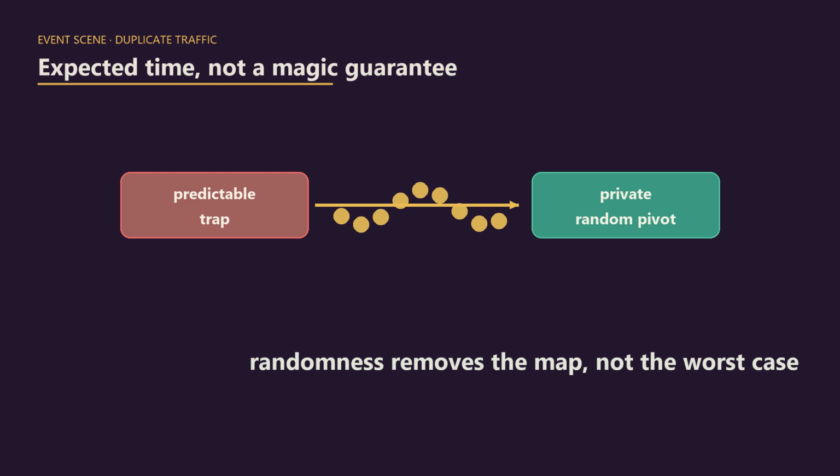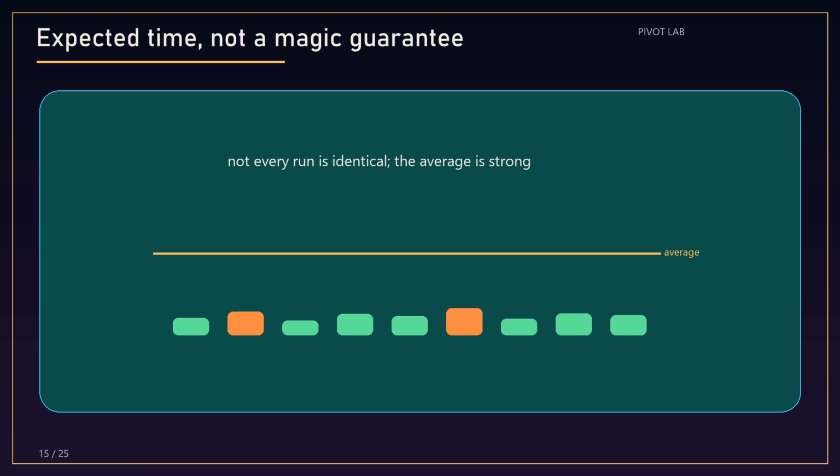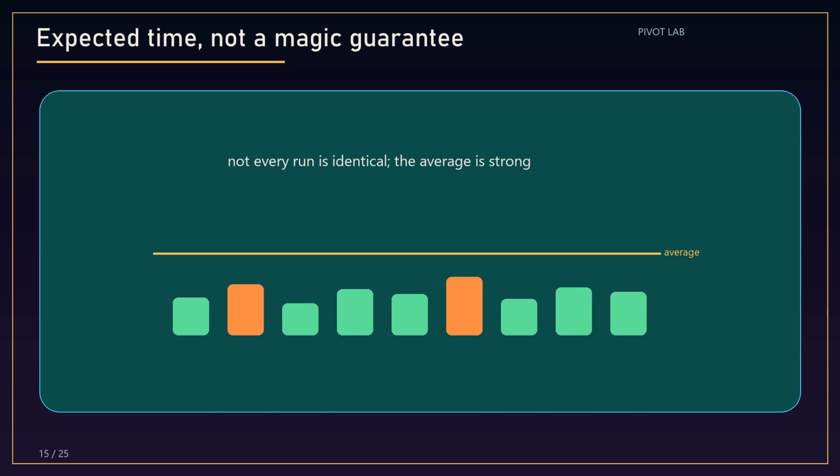This is why we say randomized quicksort has good expected running time. Expected does not mean every run is identical, and it does not mean the algorithm has forgotten its worst case. It means that over the random choices, the average behavior is strong. The worst case n squared still exists, but randomization makes it unlikely instead of predictable.